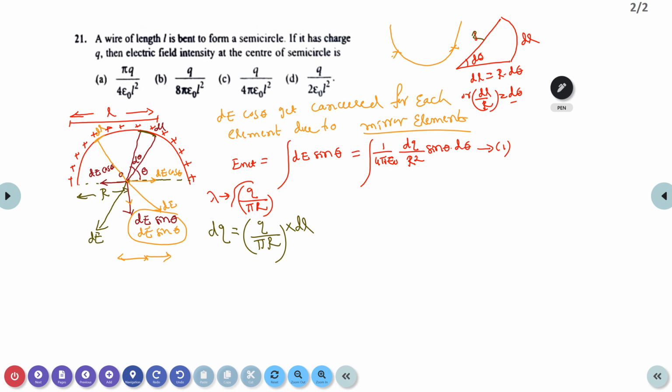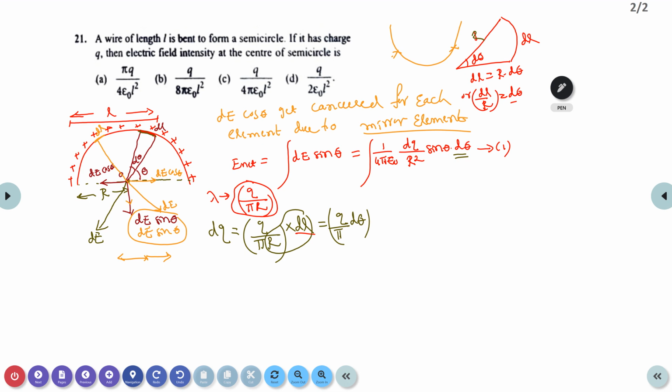This factor represents per unit length, that is multiplied by dl. It gives the small distribution of the charge on the element dl. Okay, fine. Next, we know that dl by r equals Q divided by pi into d theta. Do you know why I am converting this? Because I am integrating with respect to d theta, no? So I am converting into the variable factor of d theta.